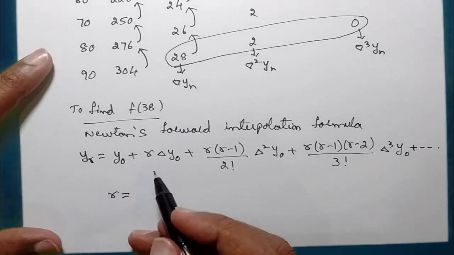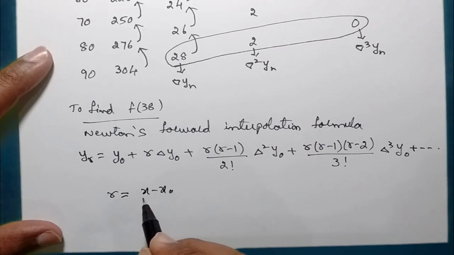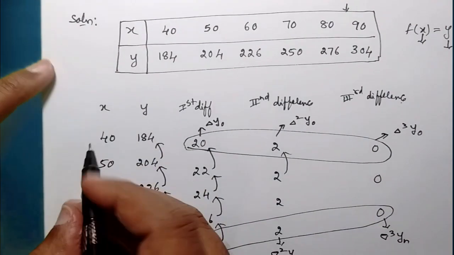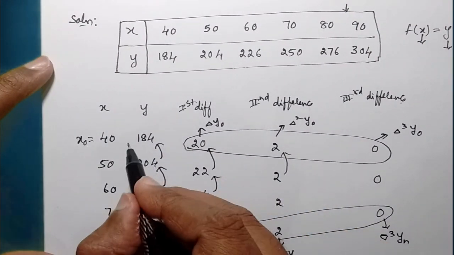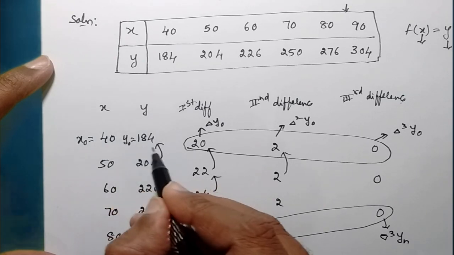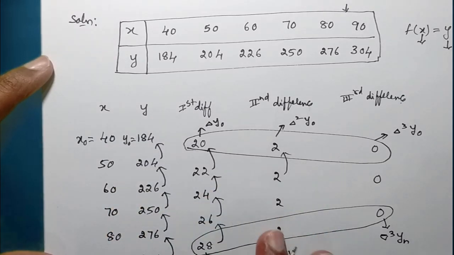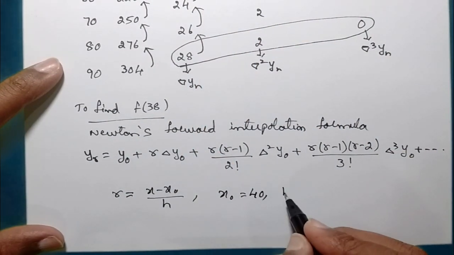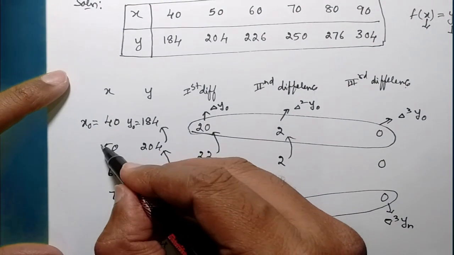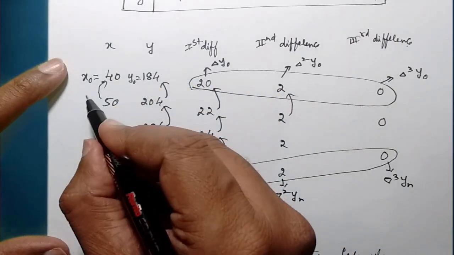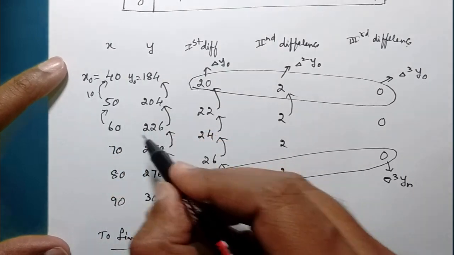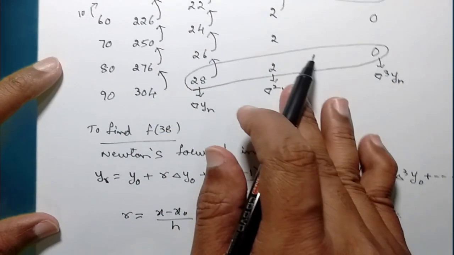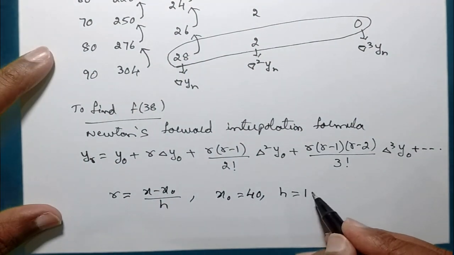For forward difference, the value of r will be x minus x naught divided by h. So what is the x naught value? X naught value is the initial value in the table. So this will be our initial value, and the initial value of y, y naught, will be 184. So x naught value is 40. What is the h value? See the difference here. 50 minus 40 is 10. 60 minus 50, 10. 70 minus 60, 10. 80 minus 70, 10. 90 minus 80, 10. So the common difference, the step size, will be 10.